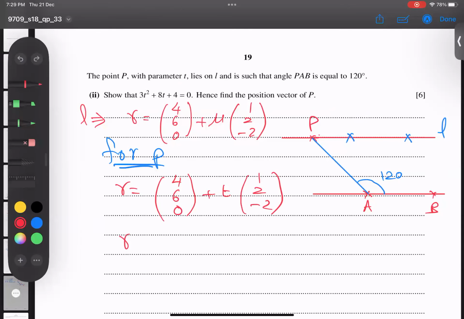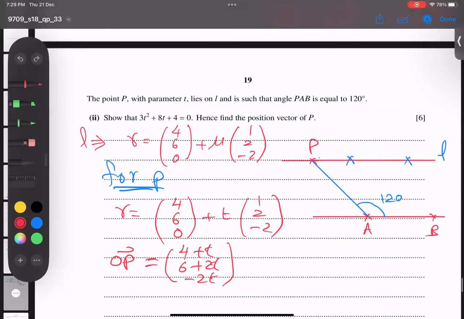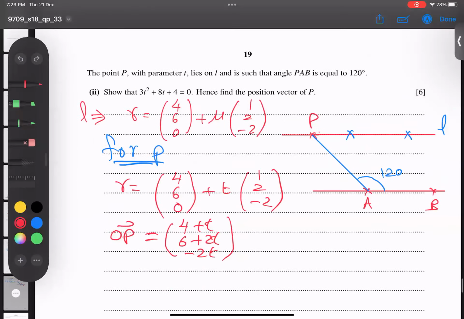Okay, A coordinates we have, B coordinates we have, all 3 points. And now what is my target to get? Mabruk, half the job is done. Now students, do you remember the dot product formula? If you don't remember, I'll quickly revise.